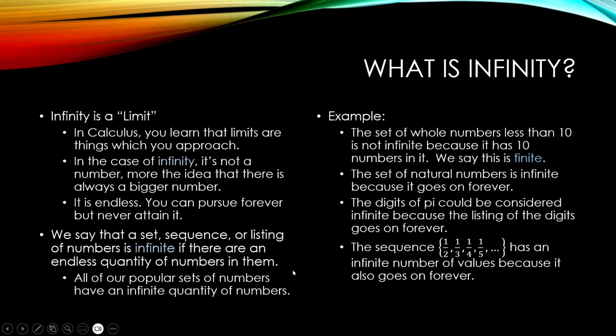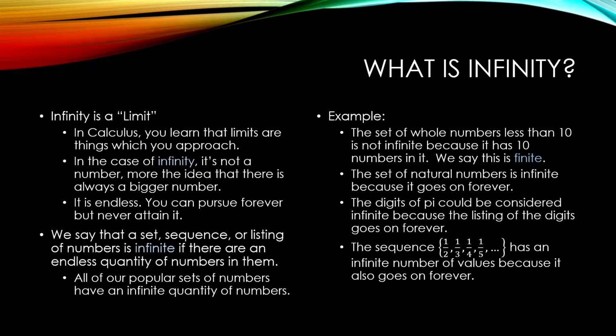All of our popular sets of numbers have an infinite quantity of them. If you're talking about the natural numbers, the real numbers, any of them have an infinite number of numbers. Here are some examples. The set of whole numbers less than 10 is not infinite because it has 10 numbers in it, in particular 0 through 9. We say this is finite.